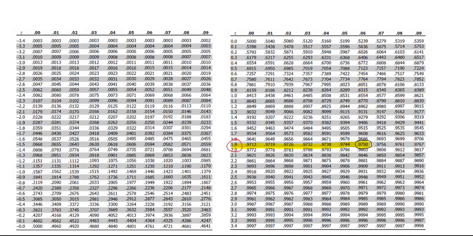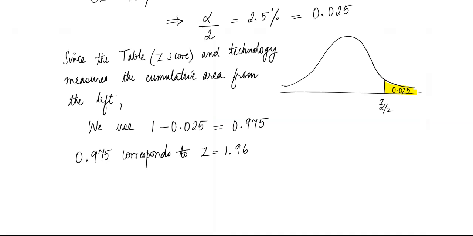You had 1.9 here and 0.06. Bring them together, because it's 1.9 plus 0.06, which is 1.96. Right? So that's what you should get, and that's what we got. So the z alpha over 2 in this plot actually gave us 1.96.